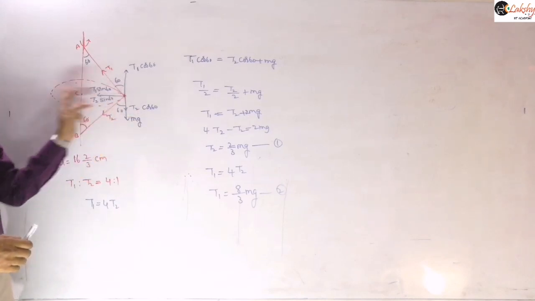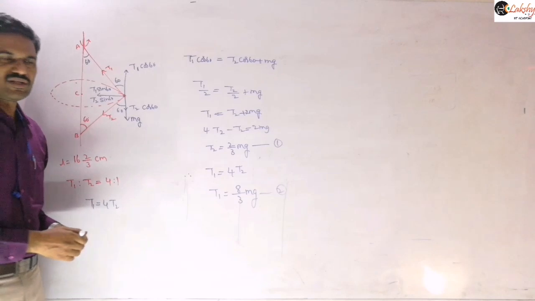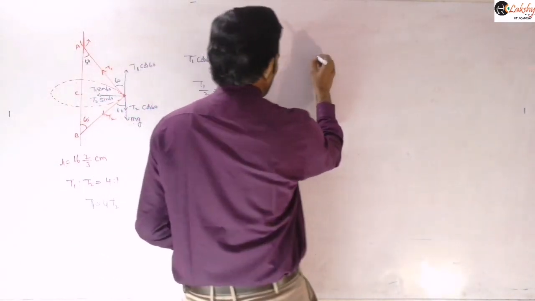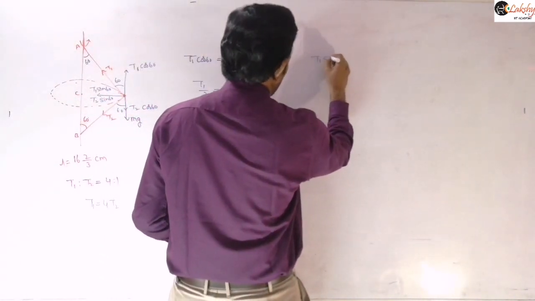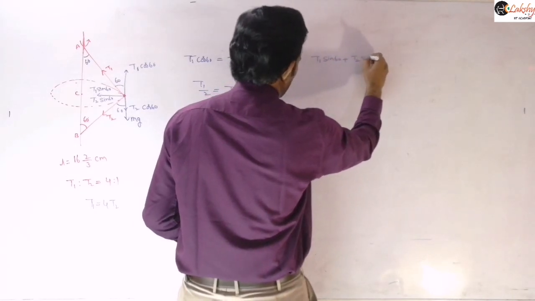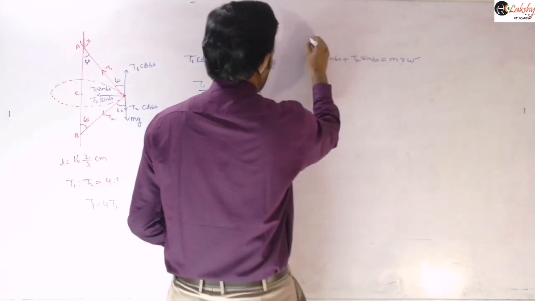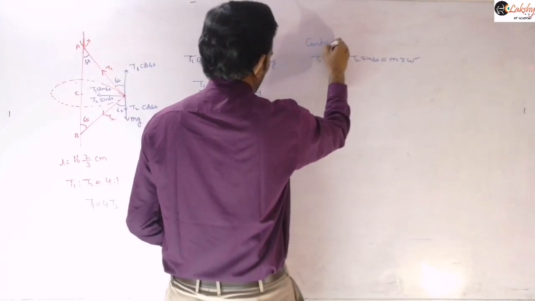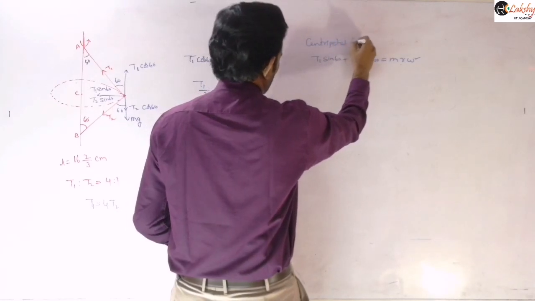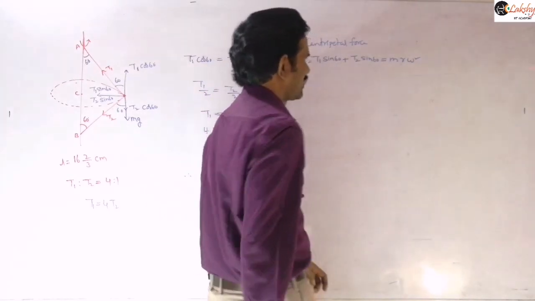Now let us write the centripetal force equation. These two horizontal components are acting towards the center only. Therefore the centripetal force equation is T1 sin 60 plus T2 sin 60 is equal to m r omega square.